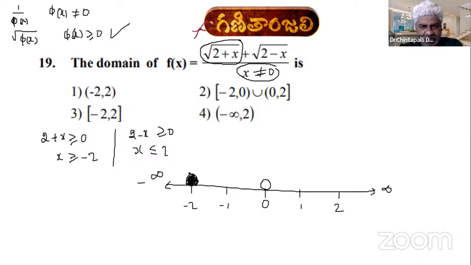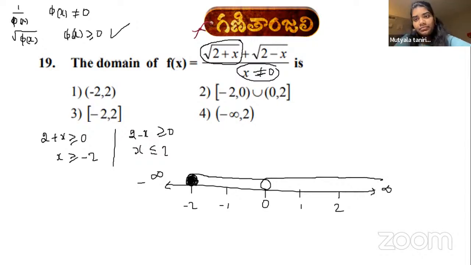Greater than minus 2 means right side or left side from minus 2? Left side. Sorry, right side. Right side, right. Up to infinity only, right? Yes, sir. This part is the first interval.